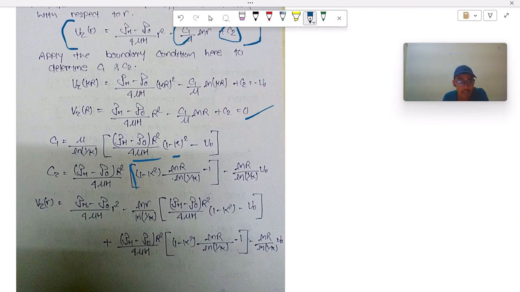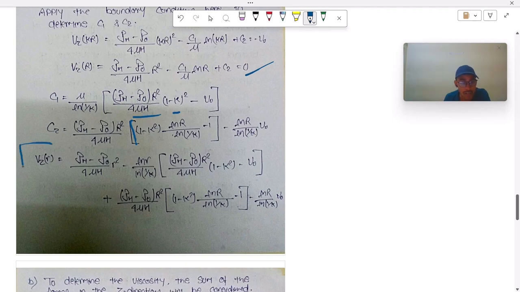profile, which is a function of r, given by modified pressure at z equal to h and modified pressure at z equal to 0, which can also be called the change in modified pressure, upon 4 times mu h, r squared minus ln r upon ln 1 over k, bracket open, change in modified pressure R squared upon 4 times mu h into (1 minus k squared) minus v naught, plus change in modified pressure R squared upon 4 times mu h into (1 minus k squared) ln r by ln k minus (1 minus ln r) by ln(1/k), into v naught. So this is our final expression for velocity, which is a function of r.